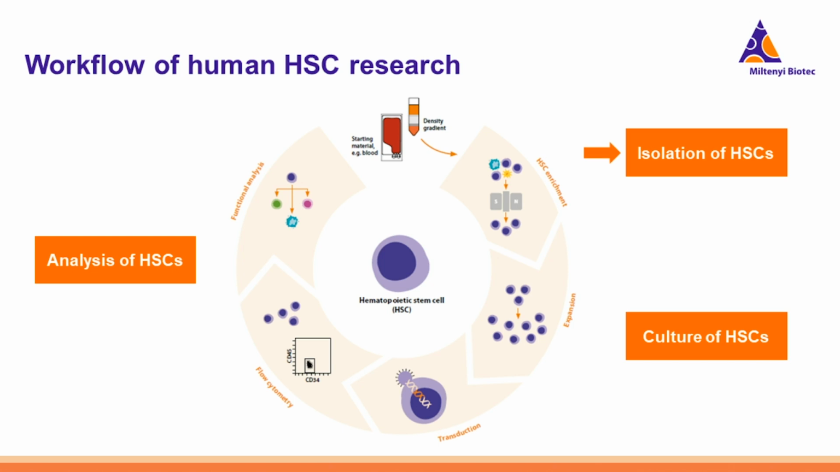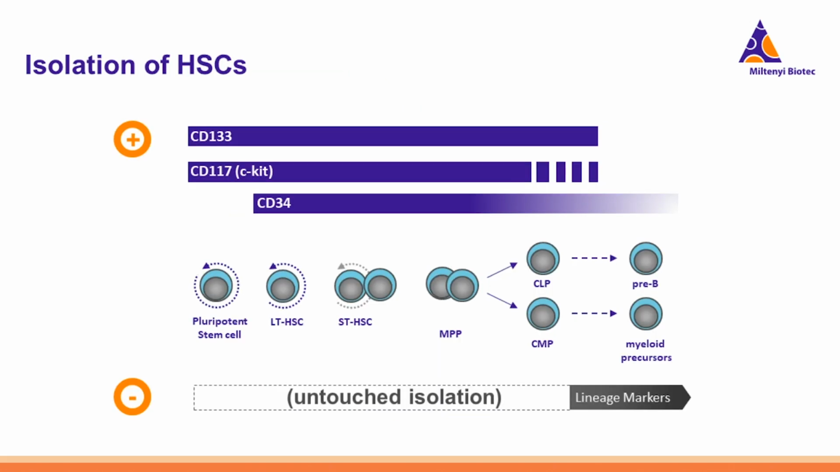Let's start now with how to make your isolation of HSCs smart and easy. First, let's have a look at some important markers of HSCs. Engraftment analysis of HSC populations using xenograft models revealed that the majority of cells migrating into the recipient's bone marrow express the surface marker CD34.